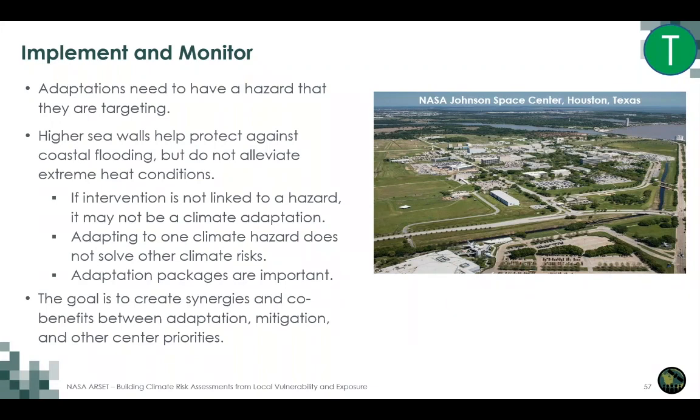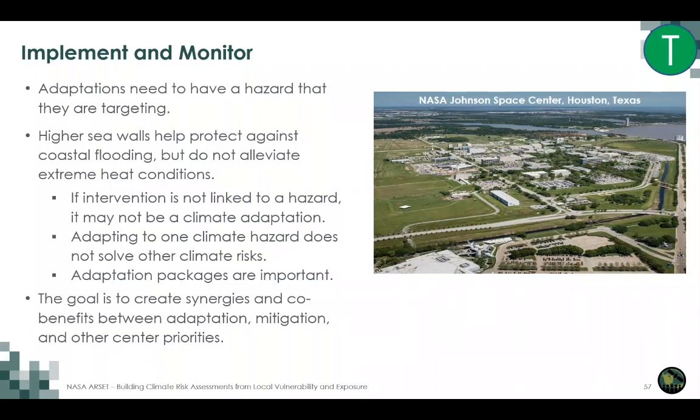And what I mean by that is we can't have a generic adaptation. It has to specifically reduce some vulnerability to some hazard, or reduce exposure to some particular hazard. An example of this would be something like building seawalls. Higher seawalls are designed to protect against coastal flooding, but would not alleviate extreme heat conditions.